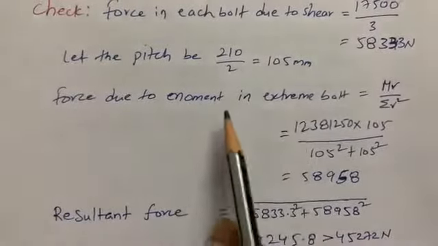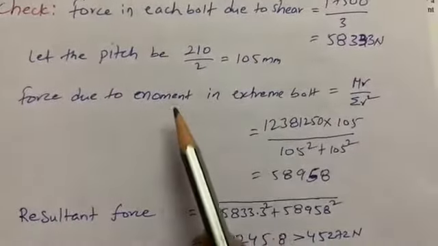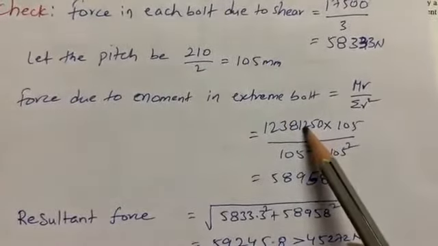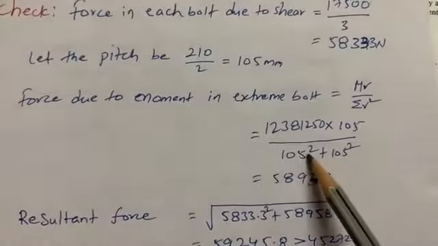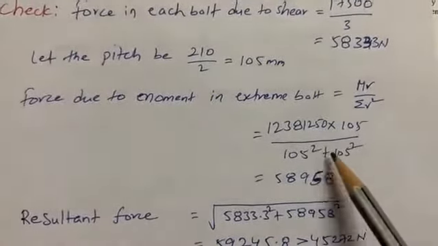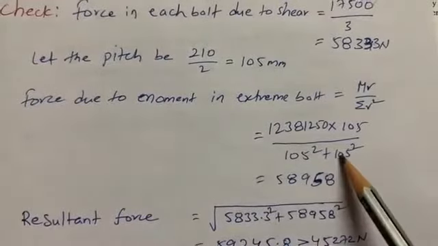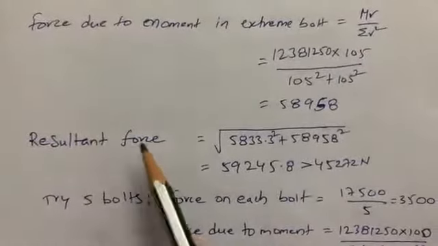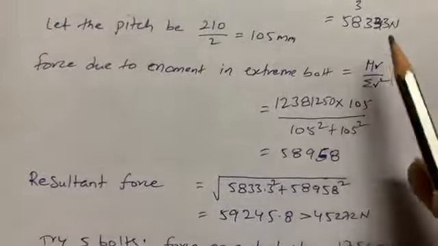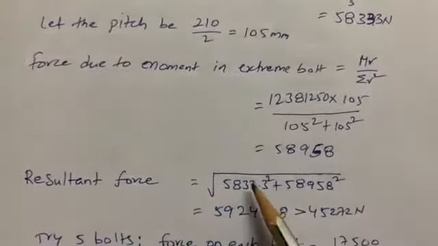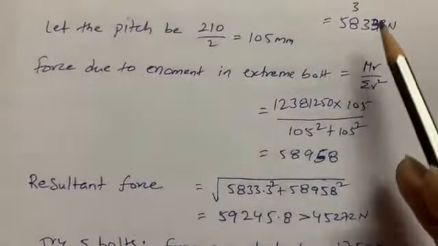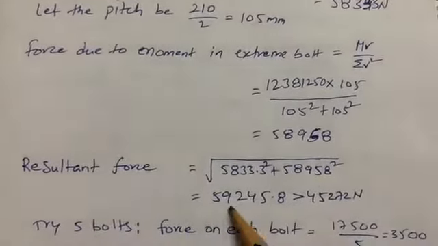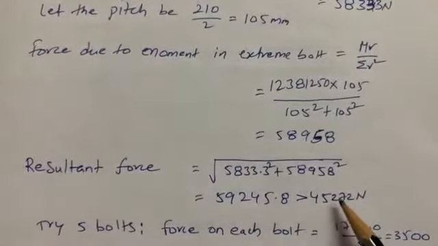So the force due to moment in the extreme bolt. I am calculating Mr by sigma r square, which is the formula. The moment we already calculated. R we know is 105, divided by the summation of r square. Two r's are there: 105 square plus 105 square. I got 58958. After that, I am calculating the resultant force, which is nothing but combining these two values. We know the formula, root of f1 square plus f2 square, so 5833.3 square plus 58958 square. So I got 59245.8, which is greater than our bolt value.